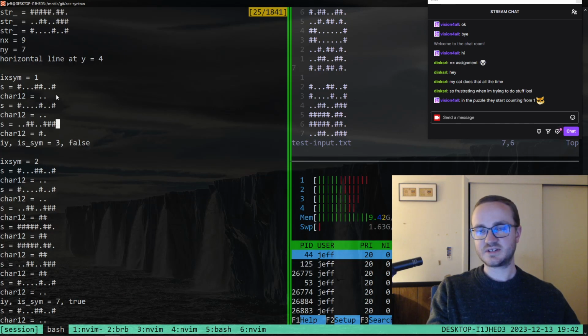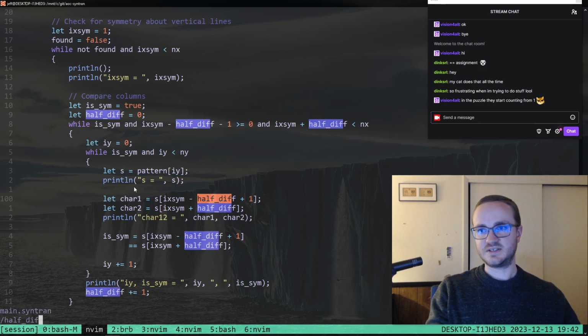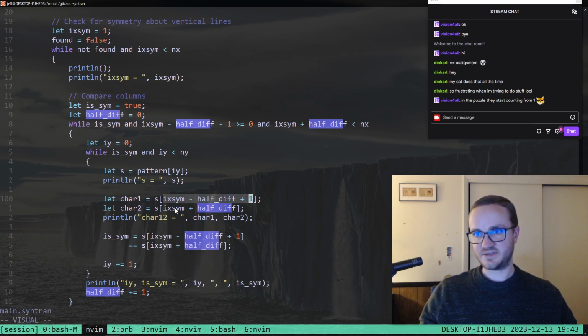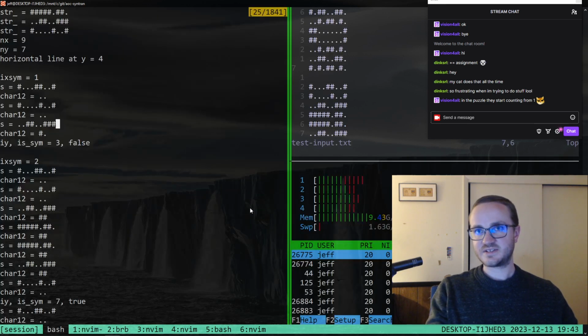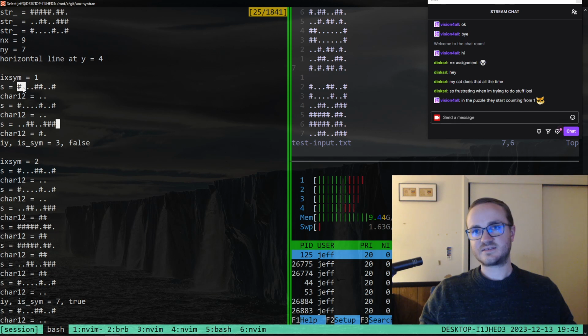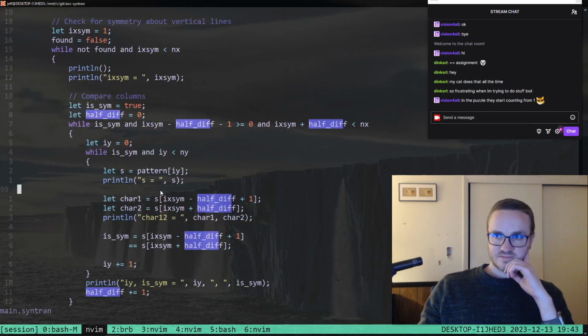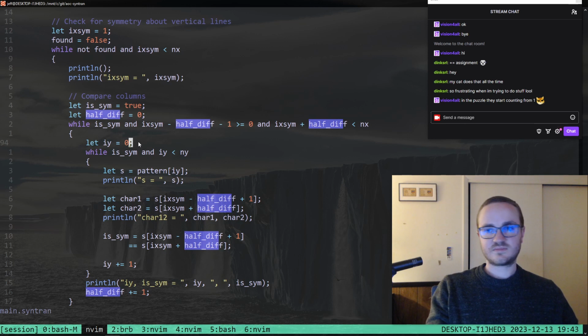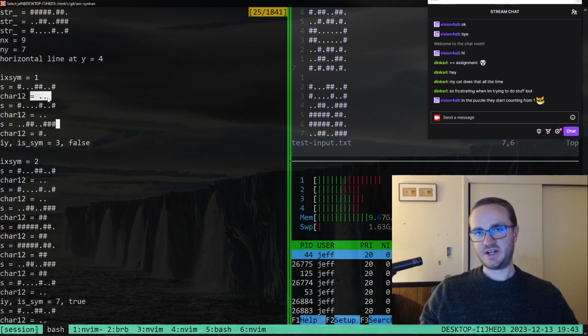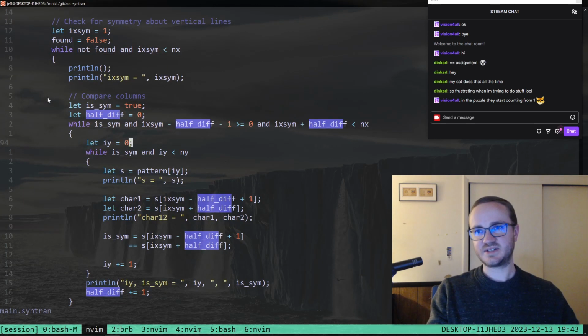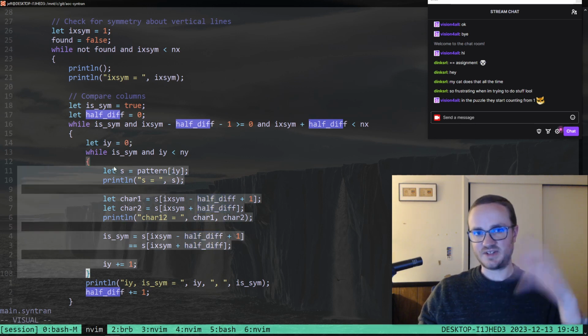So ixsym is 1. Half_diff is 0. So this should be 0, and this should be 1. Why do I get dot dot instead of hash dot? And why do I only compare 1 pair of characters? That part's okay. Yeah. Because this is inside the loop that loops through lines.